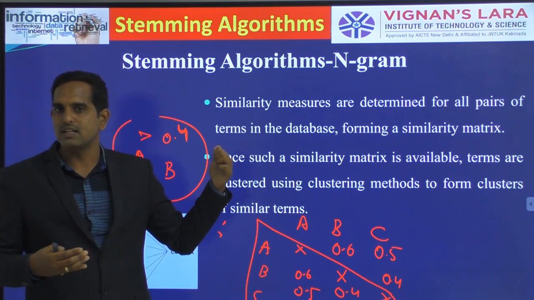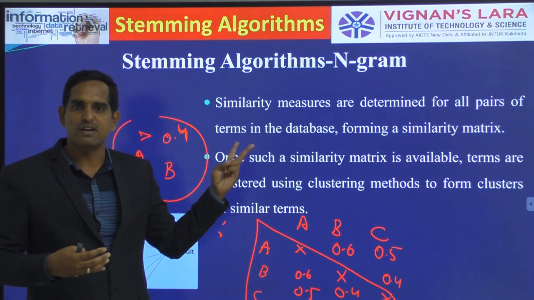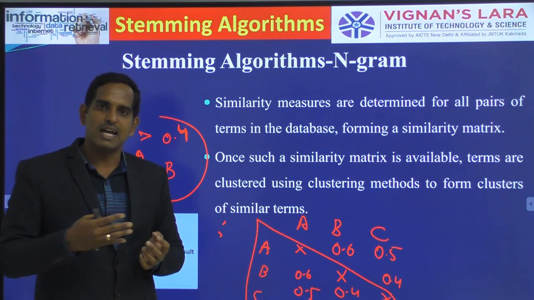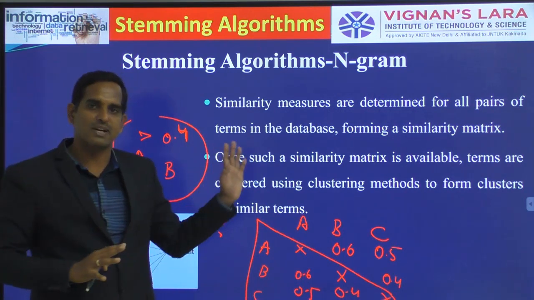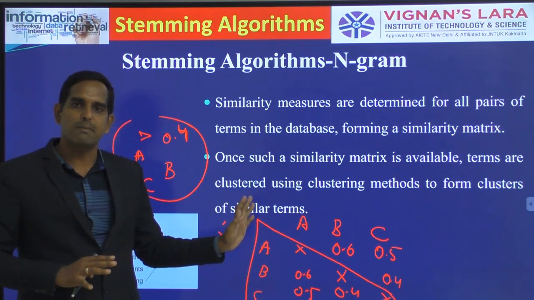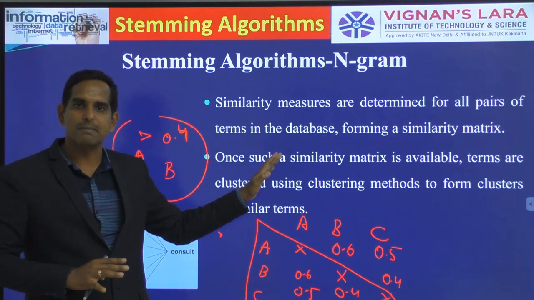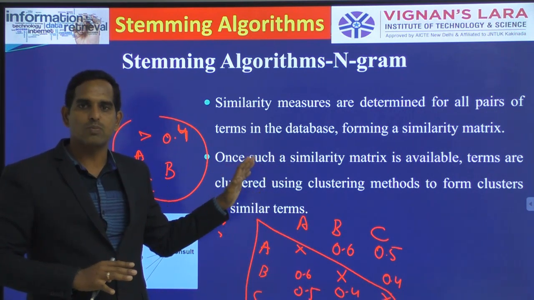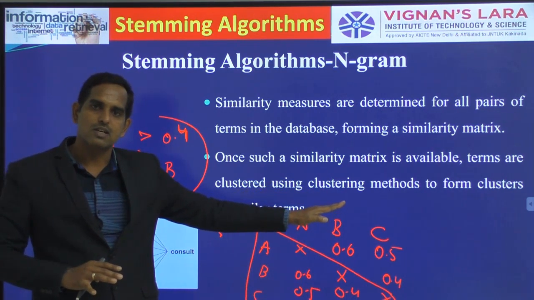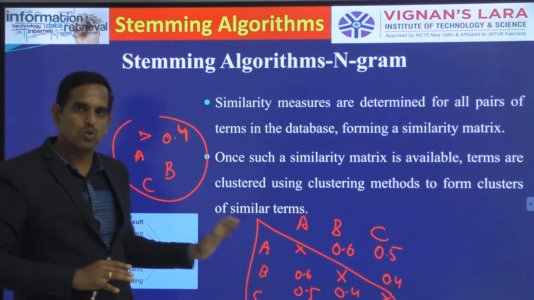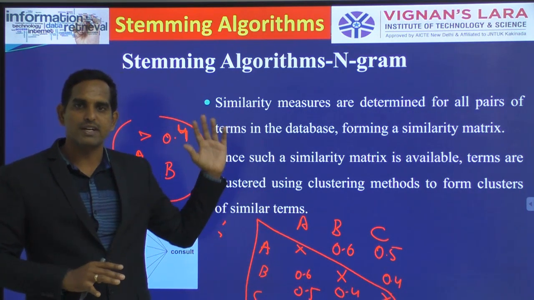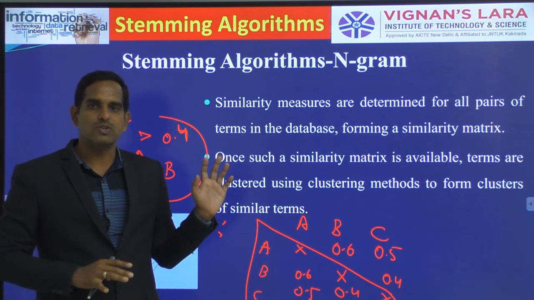Okay, once after finding the similarity measure between the pair of words, we have to calculate the similarity measure for each and every pair of words present in the database. That information can be used to calculate the similarity matrix. With that matrix, you can use one of the clustering methods to group similar terms into one cluster. These clusters can be used to identify similar words. Okay, this is your n-gram method.